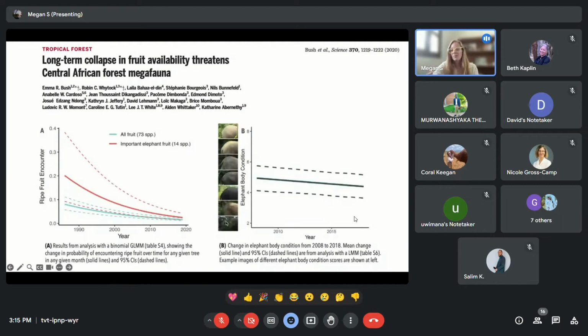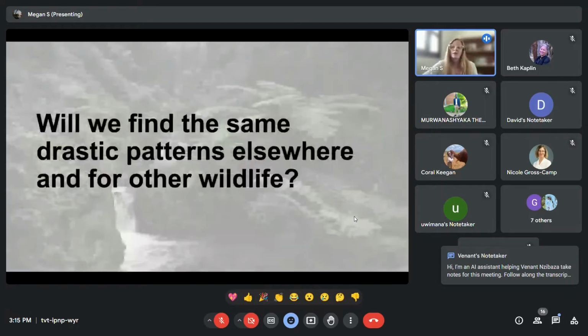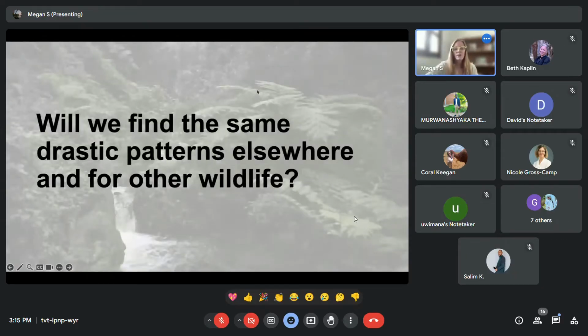And what they found was that from 2008 until 2018, which is when they had this data from, there was also a significant decline in elephant body condition over that period of time as well. So my question after reading this study was, will we find the same pattern elsewhere and for other wildlife?